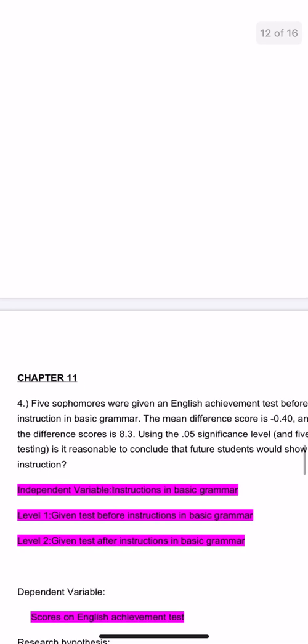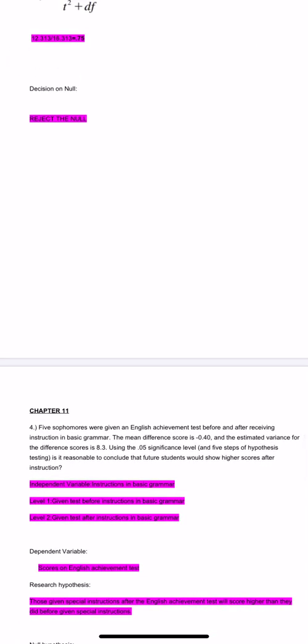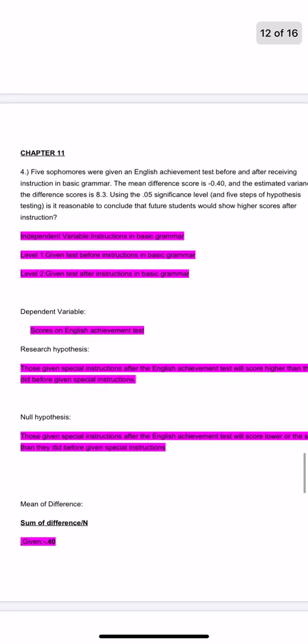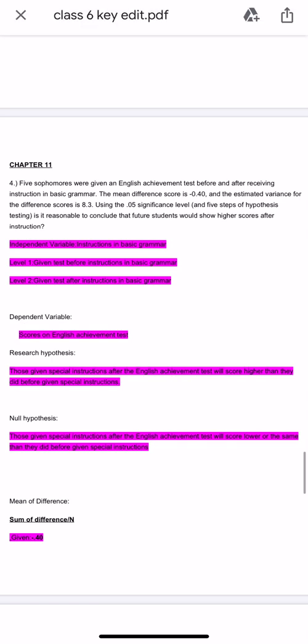Chapter 11, more of how it will look on your test. That's really to let you know what goes on behind the scenes. Now, let's do this one. So 5 sophomores were given an English achievement test before and after receiving instructions in basic grammar. The mean difference score is negative 40, or negative 0.40, and the estimated variance for the difference score is 8.3. Using the 0.05 significance level, is it reasonable to conclude that future students would show higher scores after instructions?